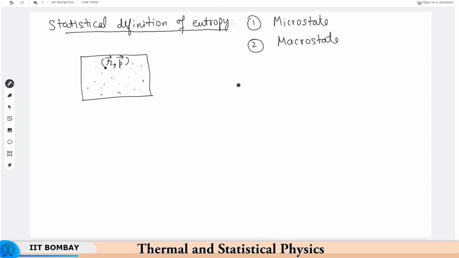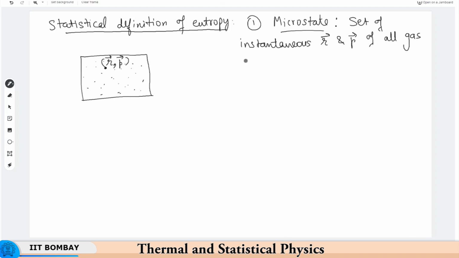So, maybe I can define it. A microstate is a set of instantaneous R and P of all gas molecules. So, essentially R_i and P_i, where i runs from 1 to 10 raised to the power 23, all the gas molecules. So, this is a microstate.